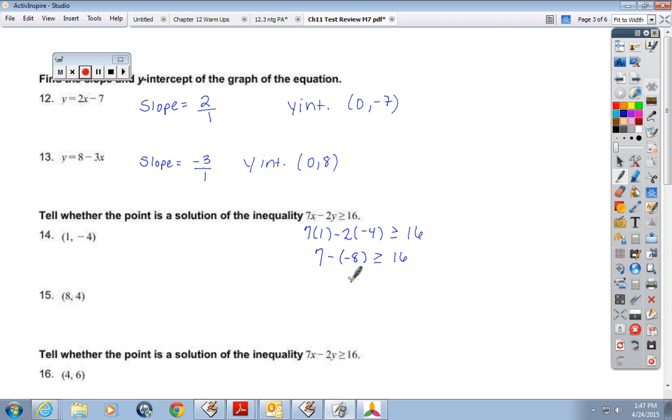Is 15 greater than or equal to 16? No. Okay, and then we've got to do it again, and this time we're replacing x with 8, and we're replacing y with 4. 7 times 8 is what? Minus 2 times 4, which is that greater than or equal to 16? Is 48 greater than or equal to 16? Yes.